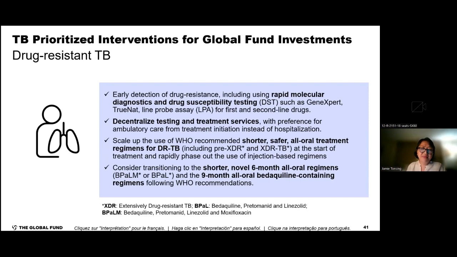We need to scale up WHO recommended shorter, safer regimens, including the very exciting new BPaL-M regimens, which are only for 6 months now. And of course, if people are not eligible for that, then the 9-month all-oral bedaquiline-containing regimen.